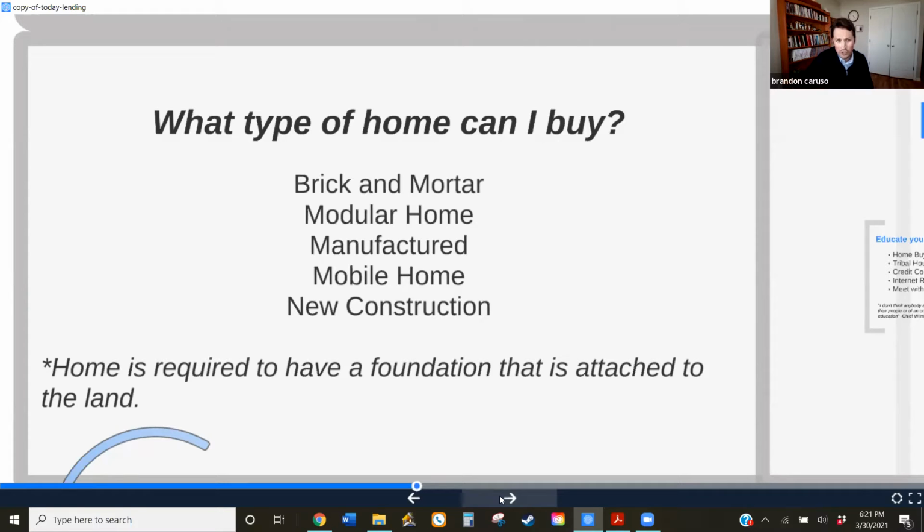So if it is a manufactured home, it has to have a foundation, has to be newer than 1976, has to be larger than 800 square feet, and it can never be moved. So once that home gets moved, it pretty much turns into an automobile, and so it's almost impossible to finance. And that's why they come with VIN numbers, because they start off that way.